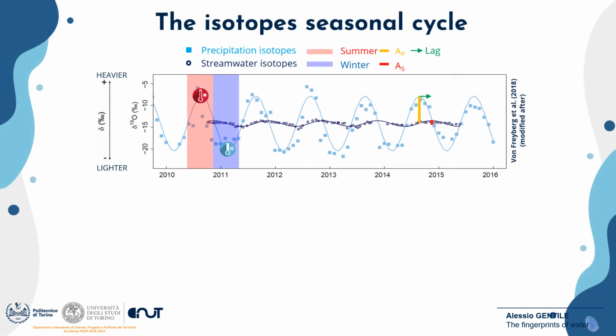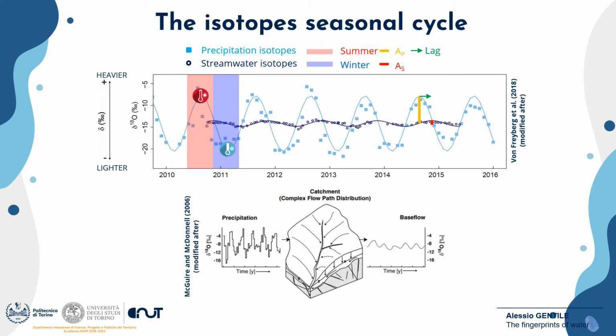This is why precipitation isotopes show a seasonal cycle in which we have heavier molecules during summer and lighter molecules during winter. Interestingly, stream water isotopes show a seasonal cycle too, but it is a lagged and damped version of the precipitation signal. This is because the system under study, that is the catchment, acts as a filter.